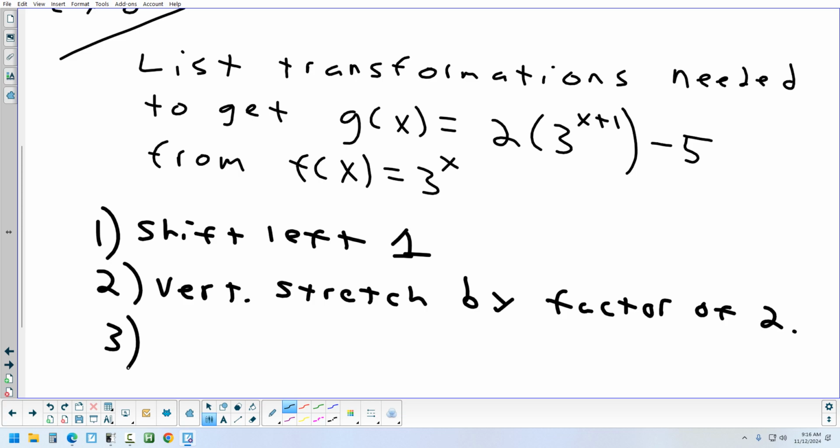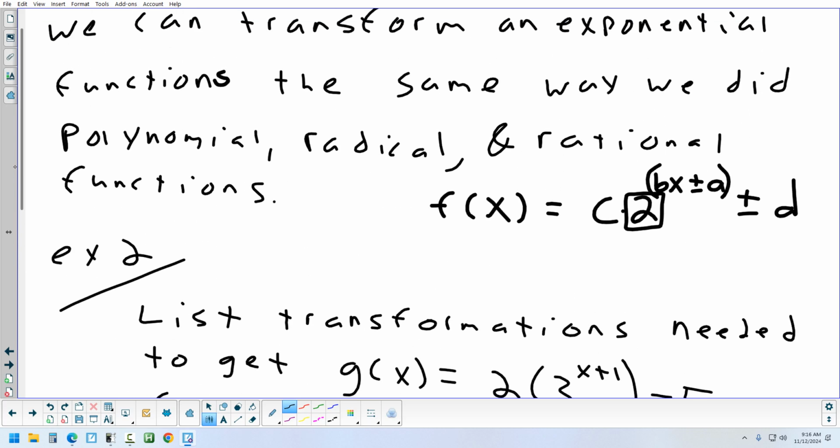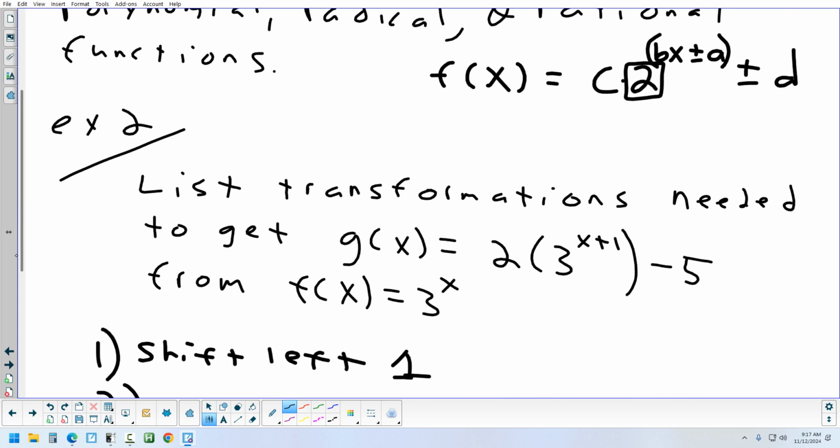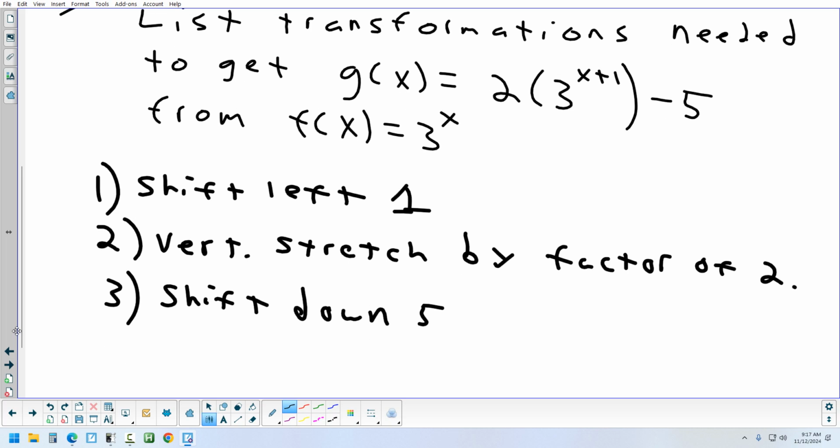And after we shift it and stretch it, what's the third thing we would have to do to make f of x into g of x? Shift down 5. So there's really nothing new with transformations, as long as you understand that template that I wrote up. Does anybody have any questions on what the A, the B, the C, or the D do, and how they apply to this problem?